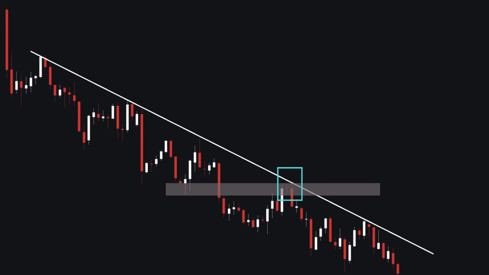Different types of traders are waiting here, like support and resistance traders, trendline traders, and candlestick pattern traders. All of these traders, with their own trading style, are observing this area for short trade entries.